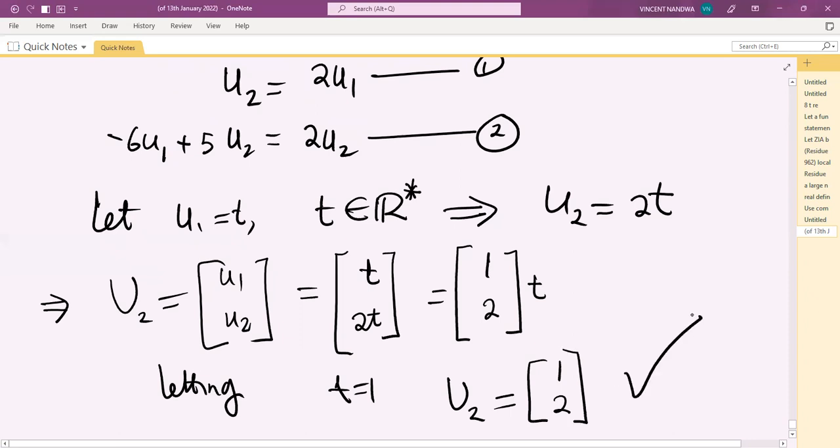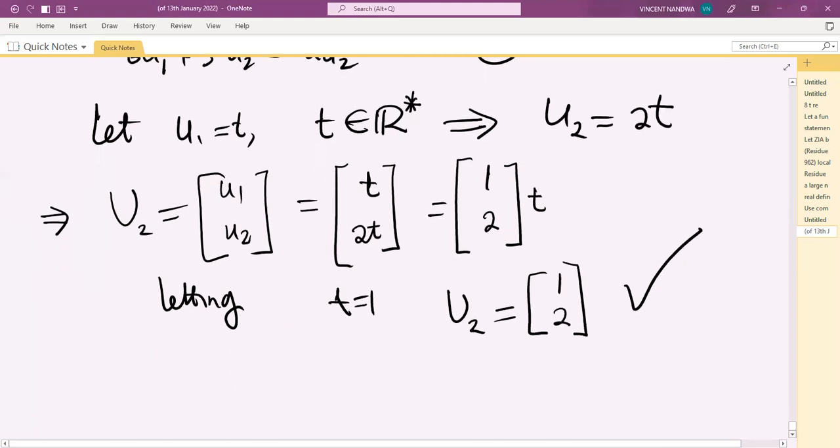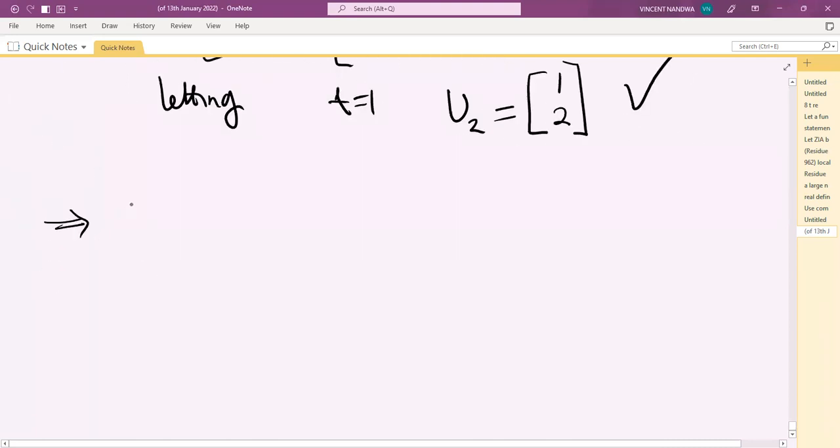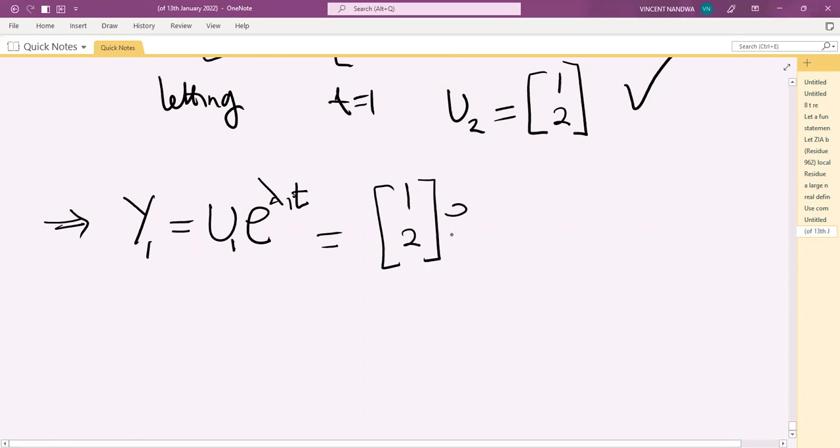Now, once you have the U1 vector, you need now to calculate the first solution, y1. So that means y1, which is given by U1 e raised power lambda 1 t, is [1; 2] e raised power 2t. So call this one y1.